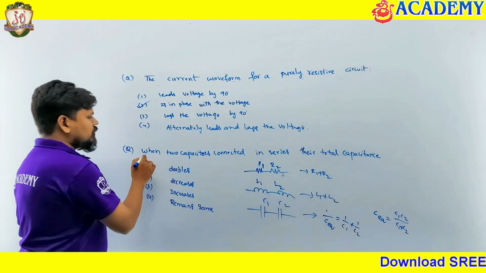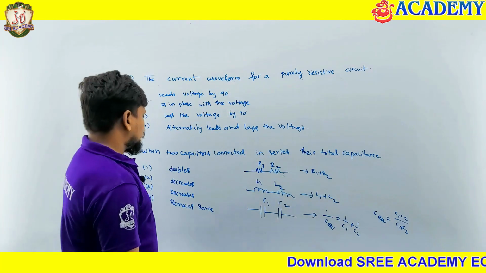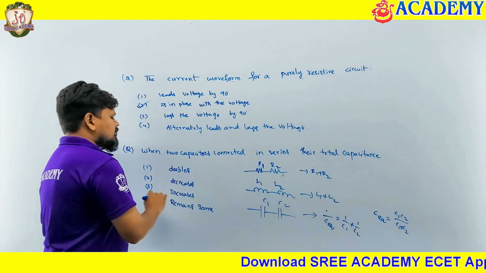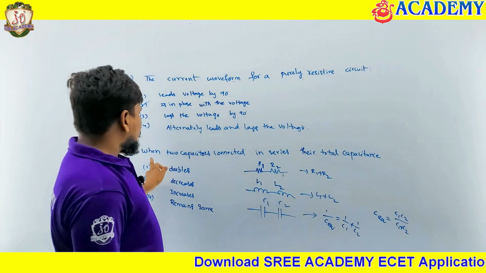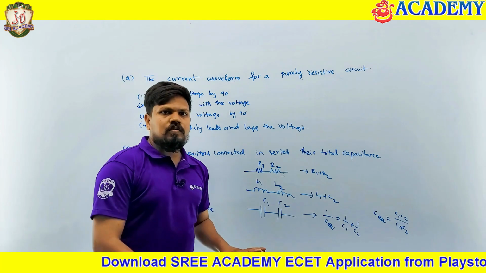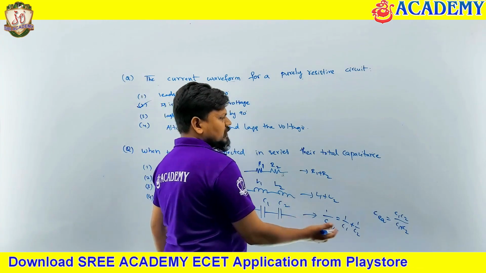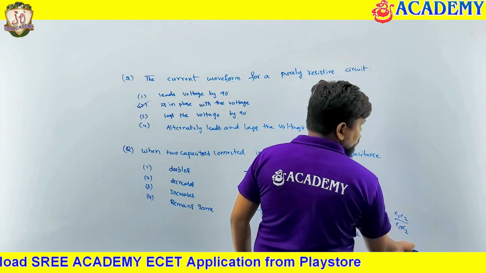So what they have given: when two capacitances are connected in series, their total capacitance. Options: doubles, decreases, increases, remains same. They have not mentioned anything, so whether both the capacitances are equal or not equal, they have not told. Whenever both are connected in series, what is the equivalent? C1 C2 by C1 plus C2.